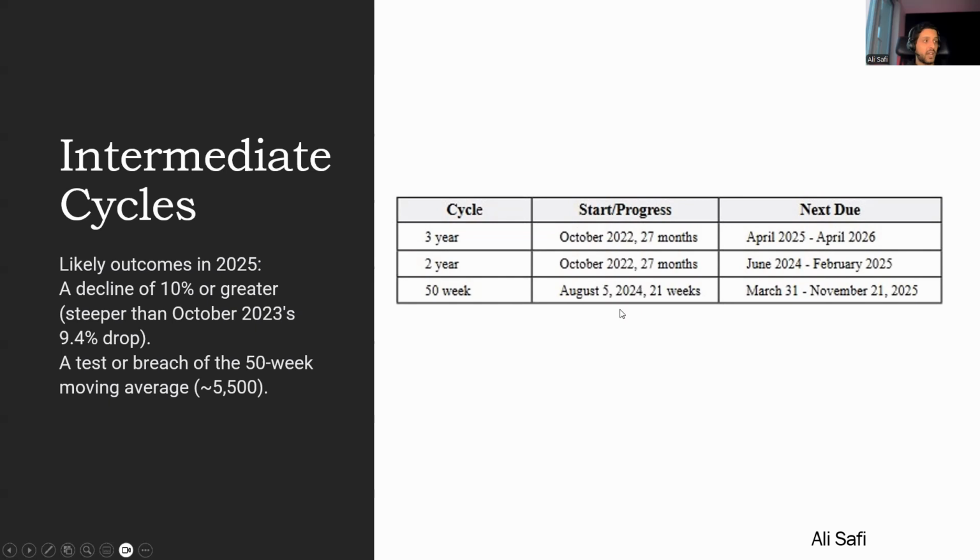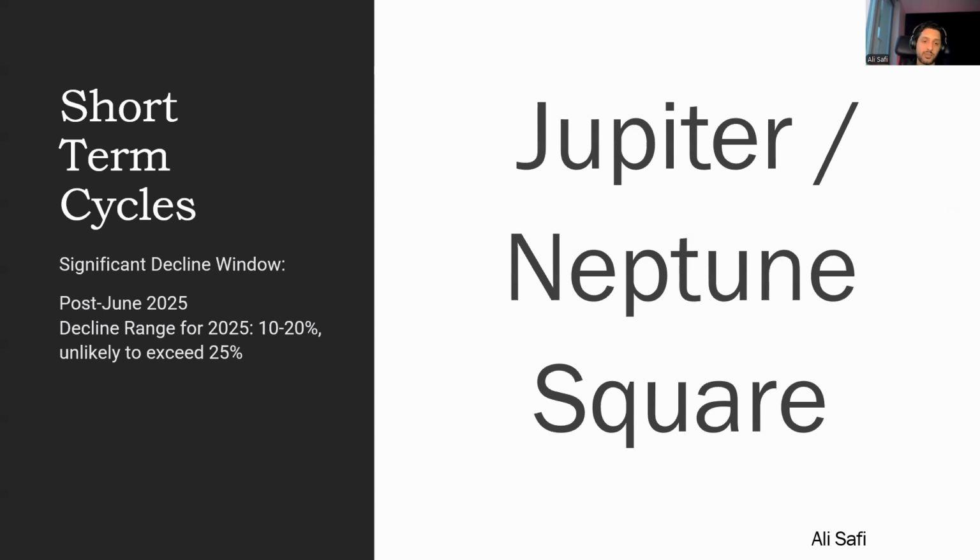And the 50-week cycle is going to be March 31st to November 21st, 2025. So based on the 3-year cycle and the 50-week cycle, I would say the period of April 2025 to November 2025, if you just have these two, is going to be the market bottom. All right, so again, April 2025 to November 2025, that's going to be the probable time for a market bottom. The short-term cycle is going to be this one. This is a Jupiter-Neptune square. So we will get a significant decline window from June 2025 until August.